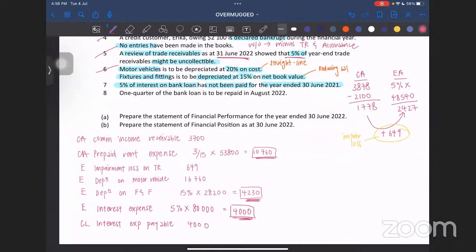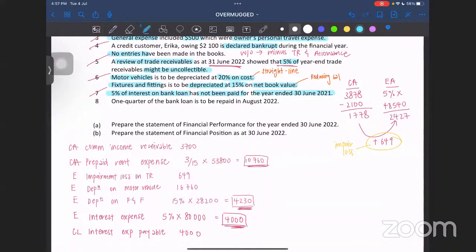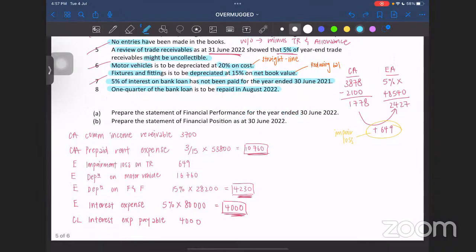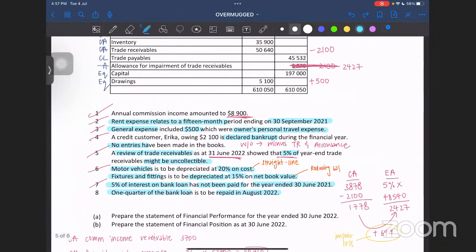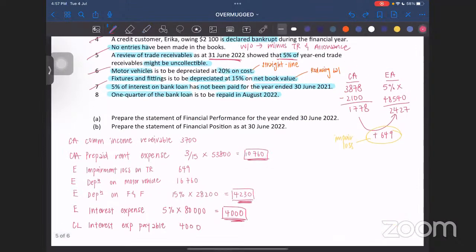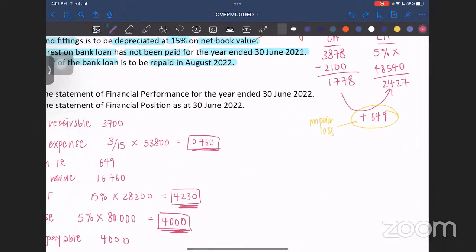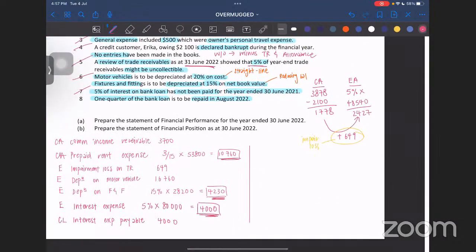Okay, done. Last one. One quarter of the bank loan is to be repaid next year, because my year end is June. August will be considered next year already. So for this, you know it. What do I call the loan that I'm going to pay next year? It will be called current portion of long-term borrowing. Okay, so last one already, I will create it here.